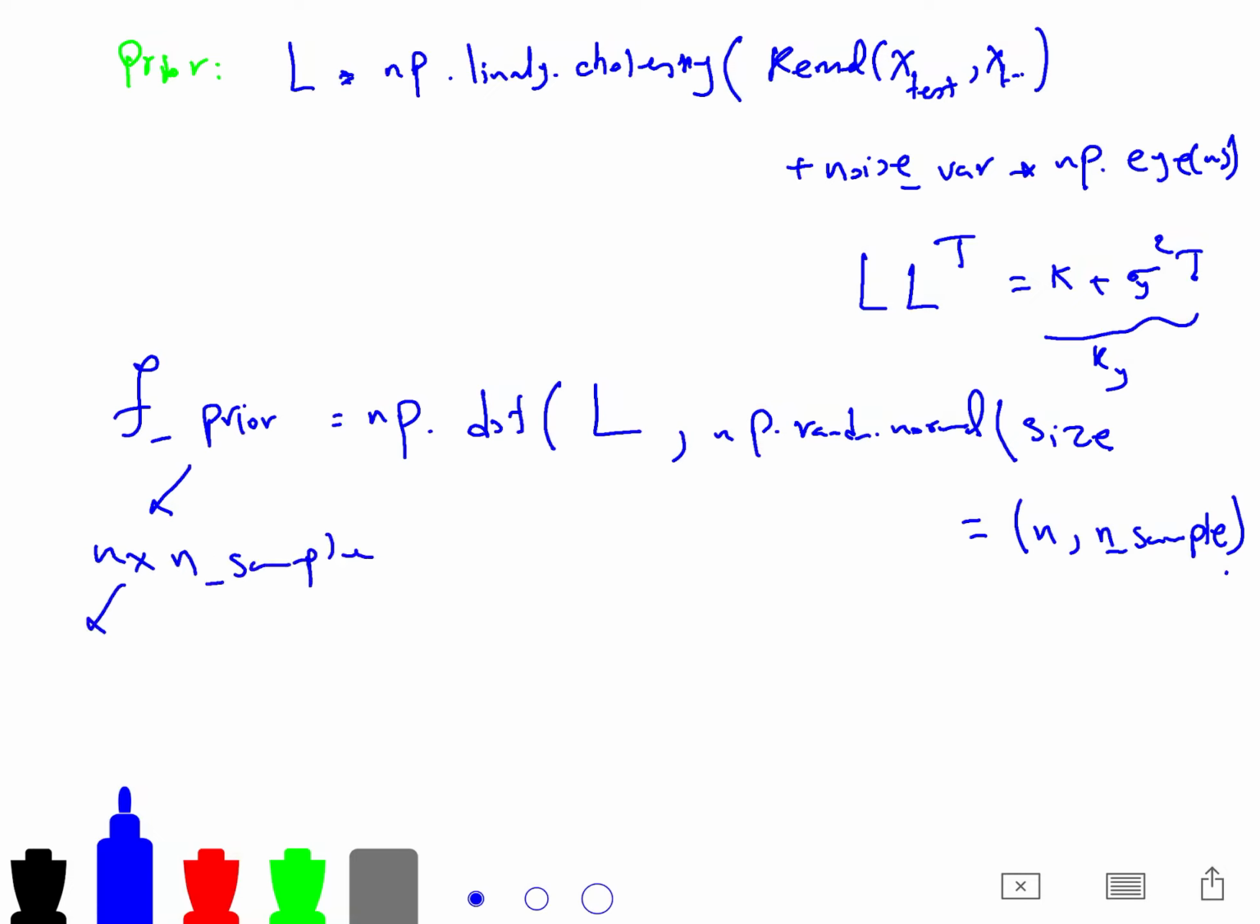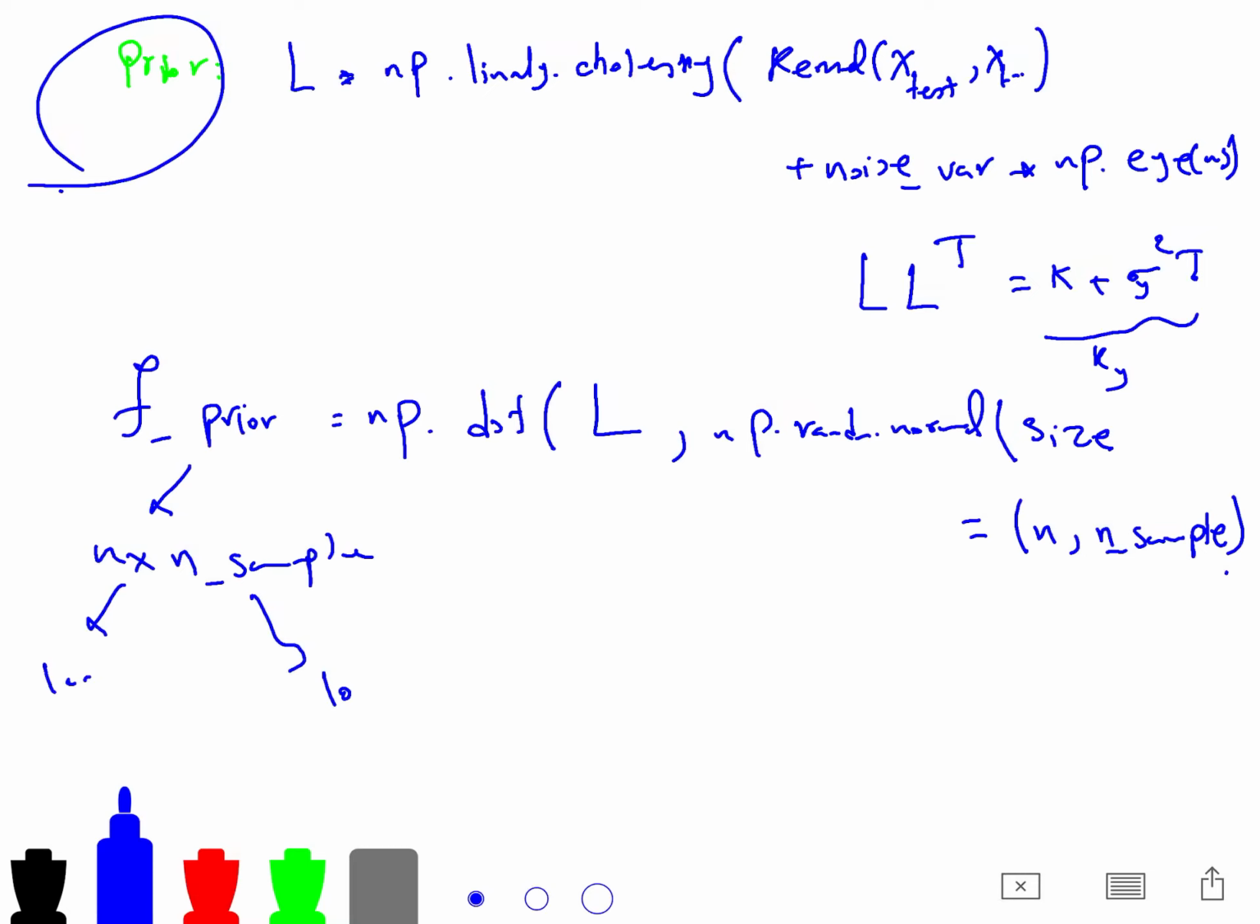For example, you have 100 points of your graph, or 1,000 or 1 million if you want it to look like a very, very smooth function. And your samples, for example, you want to generate 10 different functions. So this is what you do for a prior. The same thing for posterior.